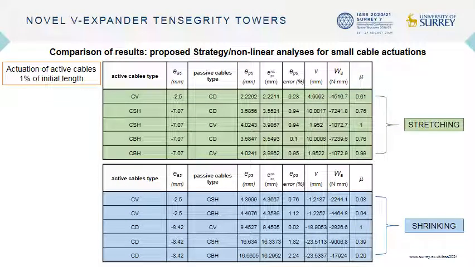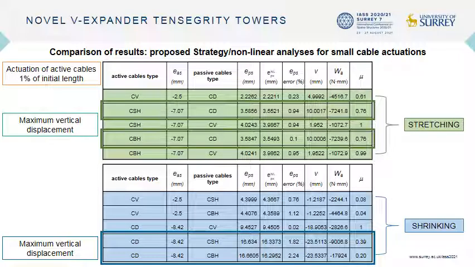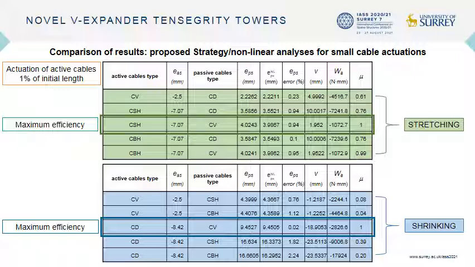Now, our strategy is compared with the nonlinear response of the tower for a very small cable actuation length of the active cables equal to 1%. It can be observed that the estimated error related to elongations of passive cables is negligible in both shape changes. By performing the analysis according to the proposed strategy, it emerged that the maximal vertical displacement, as well as the maximum efficiency, can be obtained in the highlighted cases.